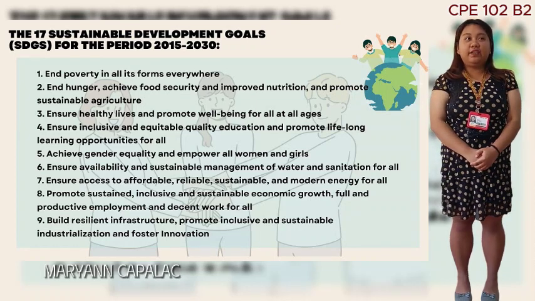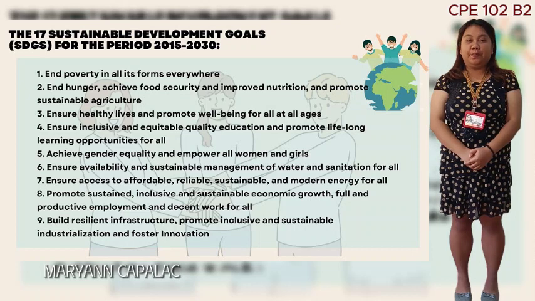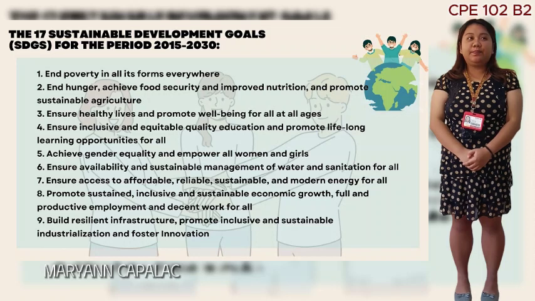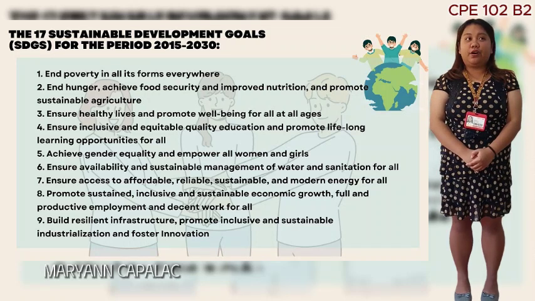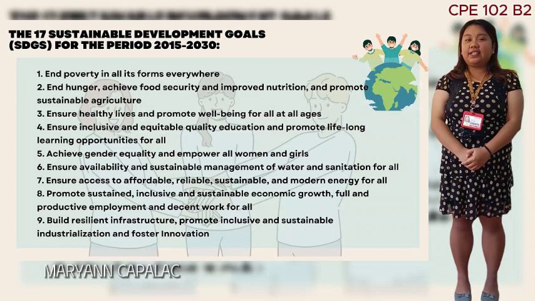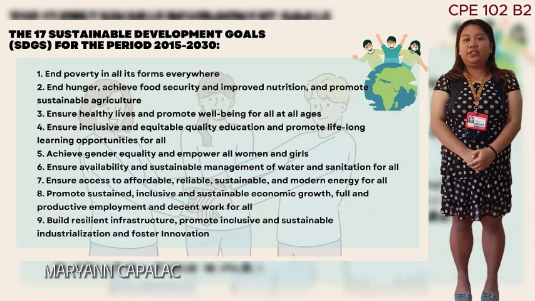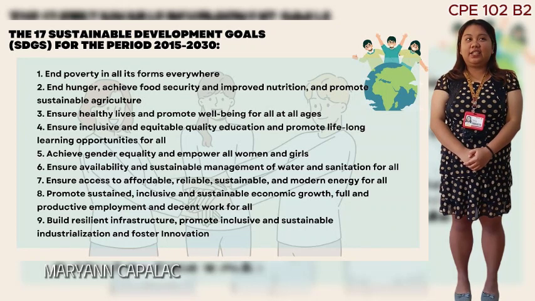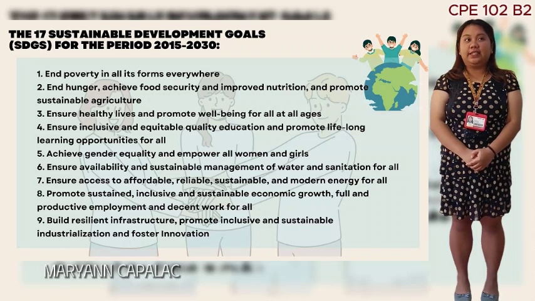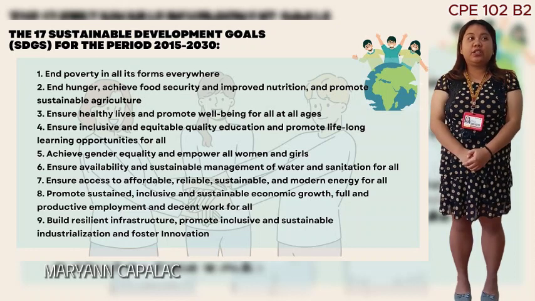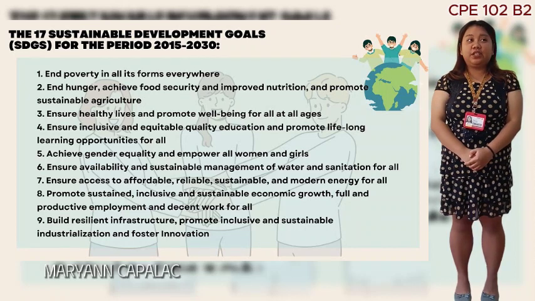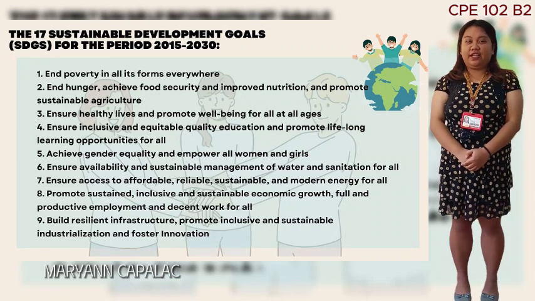Number 5, achieve gender equality and empower all women and girls. Number 6, ensure availability and sustainable management of water and sanitation for all. Number 7, ensure access to affordable, reliable, sustainable, and modern energy for all. Number 8, promote sustained, inclusive, and sustainable economic growth, full and productive employment, and decent work for all. Number 9, build resilient infrastructure, promote inclusive and sustainable industrialization, and foster innovation.